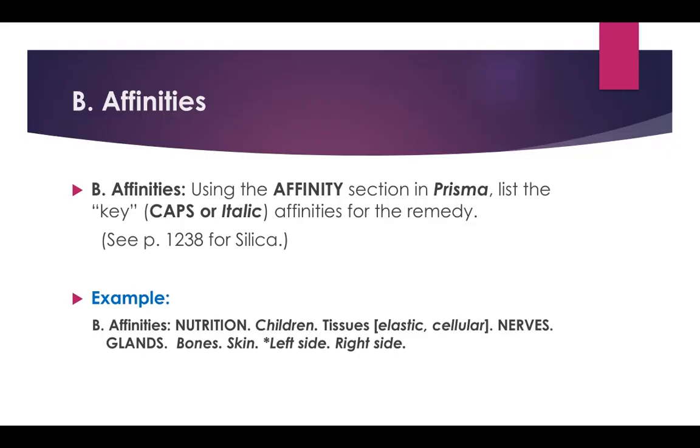And again, in Prisma, the keynotes are in caps or in italic. So if you look on page 1232 for silica in Prisma, you'll find the affinities. It's its own little section. And below, I've written an example. So the affinities are nutrition, and affect children, and tissues, elastic and cellular, nerves, glands, bone, skin, left side, right side.